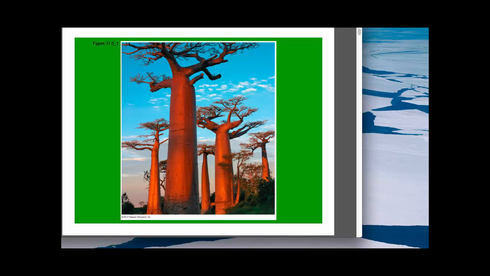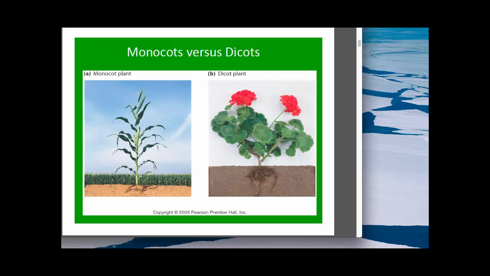Sometimes these categories have to make sense to us, and we have to understand why the categories exist so that we can better understand how to put things into the categories themselves. In this section, what we want to consider are the differences between two different types of plants. The plants on the screen, on the left, the monocot plant is a corn plant. The dicot plant is a geranium.